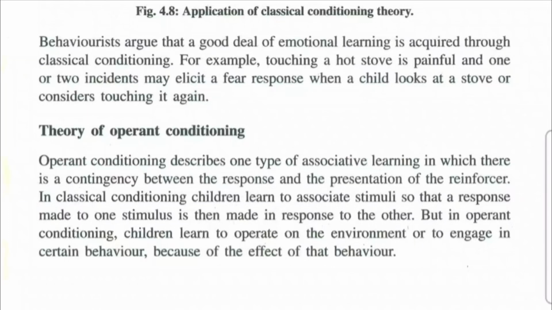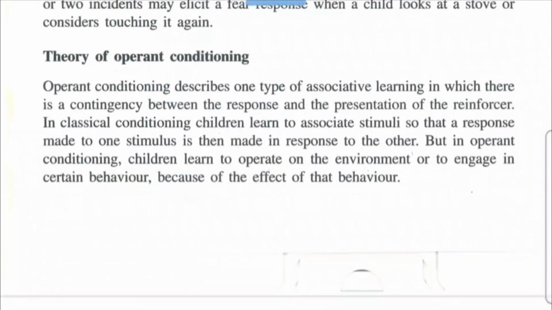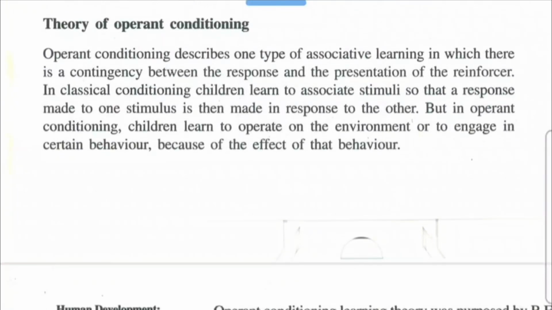Theory of operant conditioning. Operant conditioning describes one type of associative learning in which there is a contingency between the response and the presentation of the reinforcer. In classical conditioning, children learn to associate stimuli so that a response made to one stimulus is then made in response to the other. But in operant conditioning, children learn to operate on the environment or to engage in certain behaviors because of the effect of those behaviors.